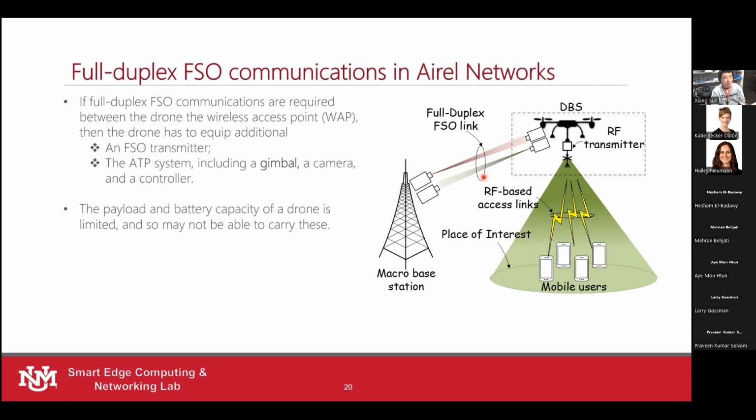Then we need to implement two ATP systems, meaning that the drone needs to be equipped with one additional FSO transmitter, one gimbal, one camera, and one controller to achieve the ATP system for this uplink communication.